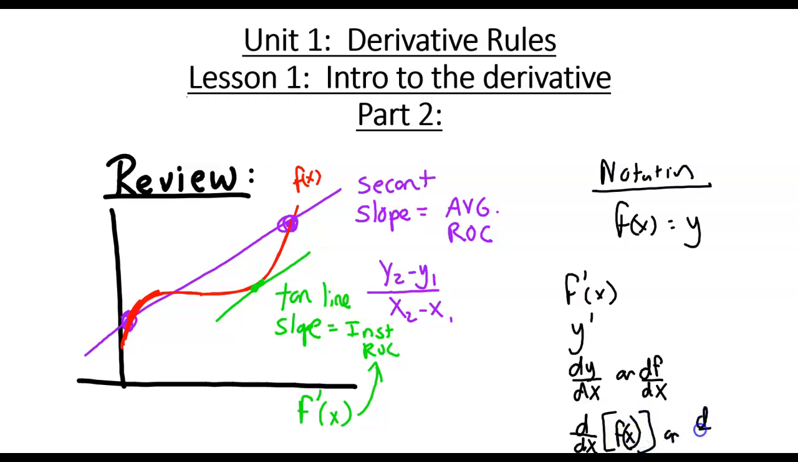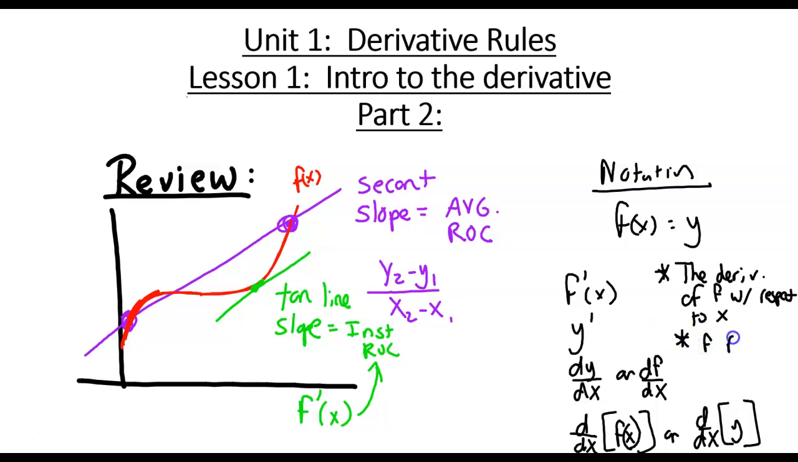Or you could write this. All of these are just different ways of writing the same thing. And verbally, there's 2 ways you could say it. You could say the derivative of f with respect to x. That's one way to say it. Or you could just say f prime of x. Those are all different ways of saying and writing derivatives.